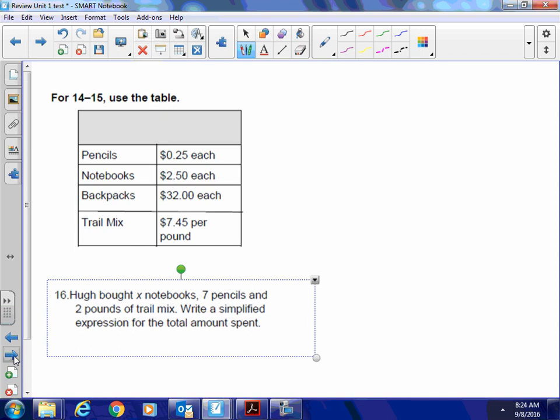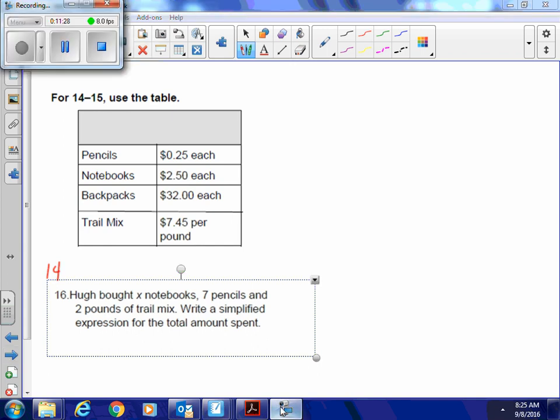All right, for the next couple of questions, which you should renumber, 14 and 15, we're going to use this table. All right, for number 14, it says that Hugh bought X notebooks, 7 pencils, 2 pounds of trail mix. Write a simplified expression for the total amount spent. And don't forget, we are supposed to simplify. So he bought X notebooks. Notebooks cost $2.50 each, so that would be 2.5x. And 2 pounds of trail mix.